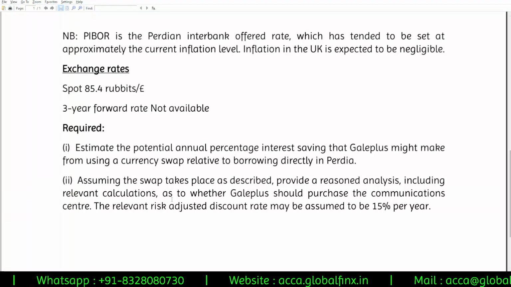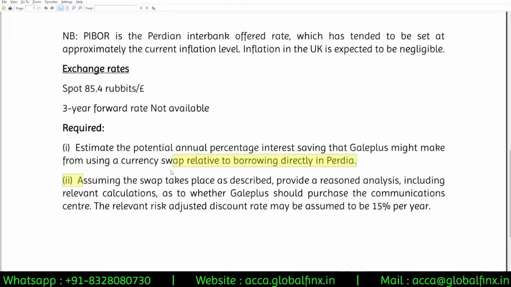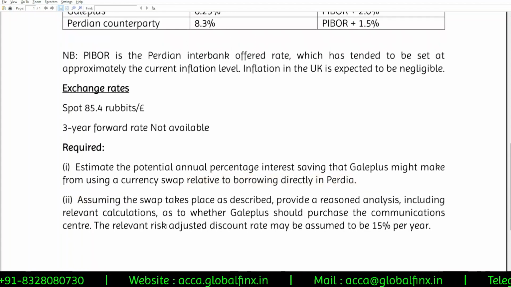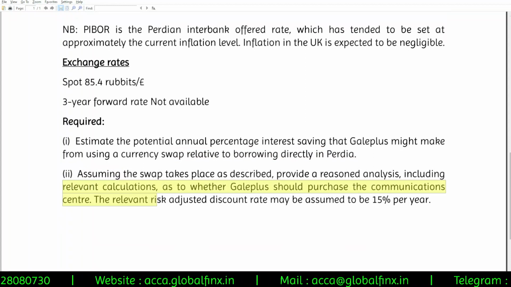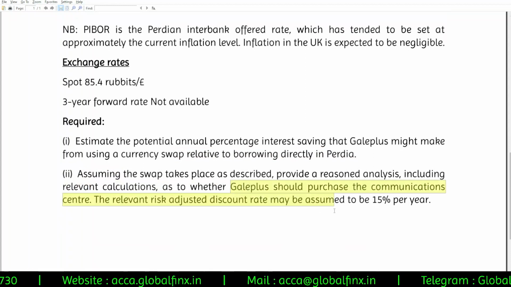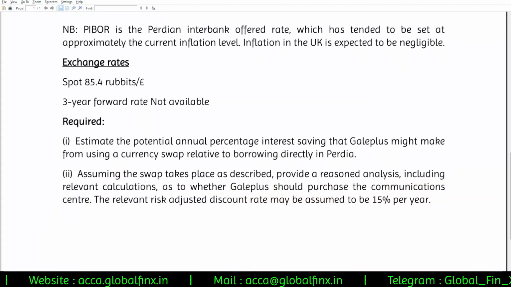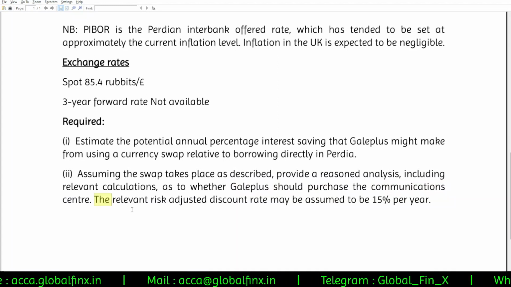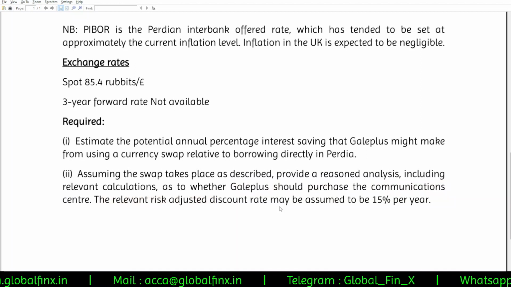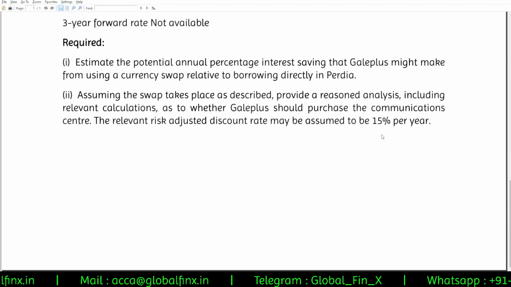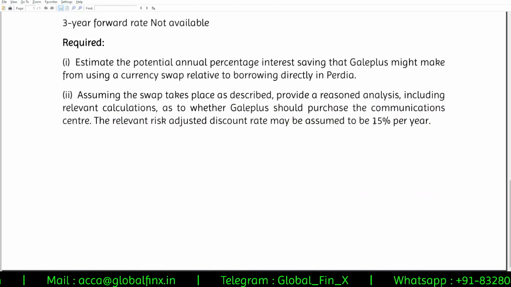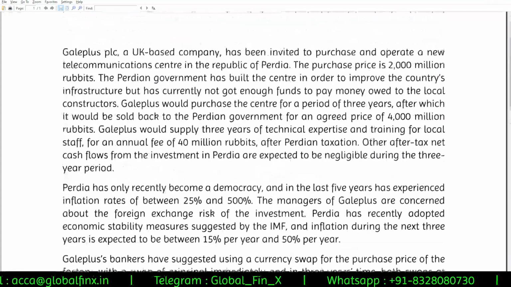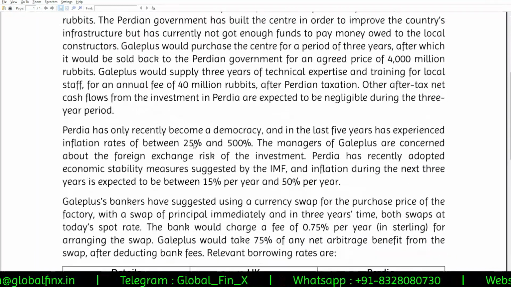Moving ahead, the second part of the question talks about assuming the swap takes place as described, provide a reasoned analysis including relevant calculations as to whether Galeplus should purchase the communication center or not. There's an investment appraisal here regarding a communication center. The relevant risk adjusted discount rate may be assumed to be 15% per year. So the cost of capital to be taken for discounting will be 15% per year. With that being said, let's check the question. Looks like this is a 25 mark question.